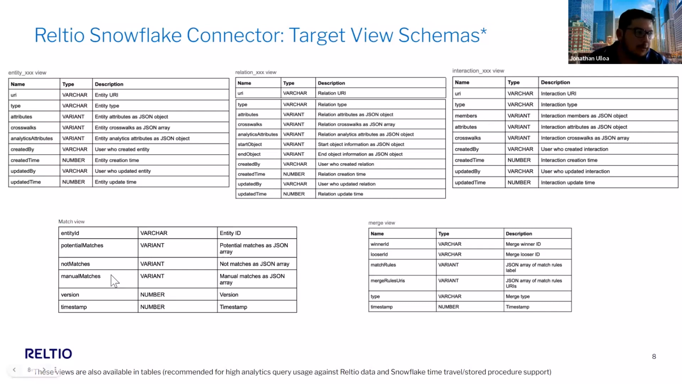And then from a match perspective, we have potential matches, not matches, manual matches, and then a version and a timestamp. So when we think about potential matches, being able to export that full set of matches is definitely a use case that we're trying to solve for. I believe in the Reltio platform, you're able to understand potential matches as a small subset, but you'd be able to get all the potential matches here and classify them and then do some troubleshooting.